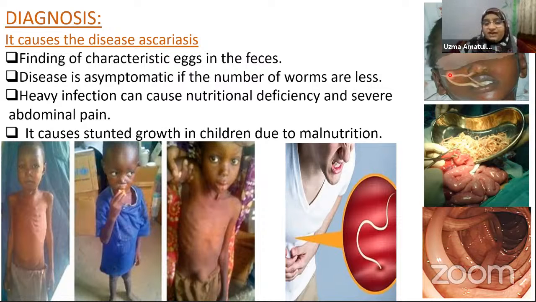This is heavy infection. Now here you see, there is a surgery being operated. From the small intestine, worms are taken out. In heavy infection, surgery has to be performed to remove the worms. Now here an endoscopy, that is a camera, is passed into the small intestine. You can see on the inner wall of the small intestine, these worms are there.